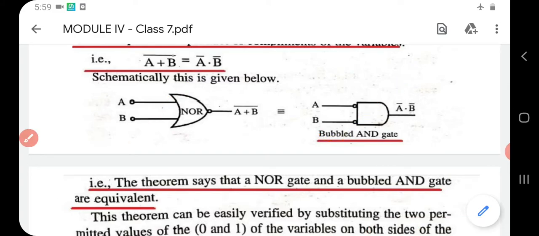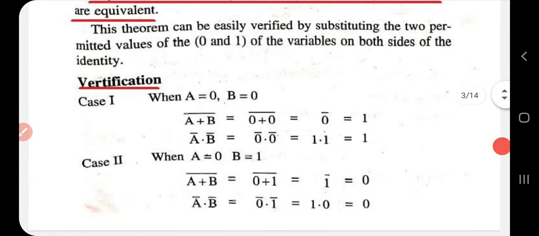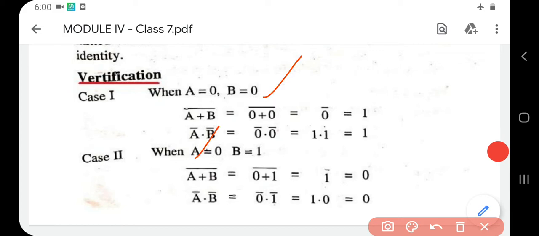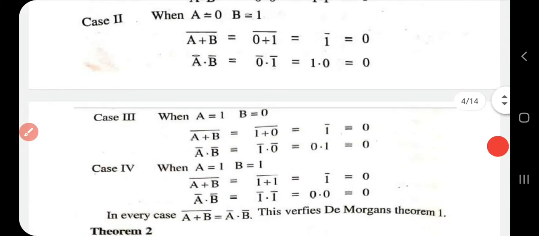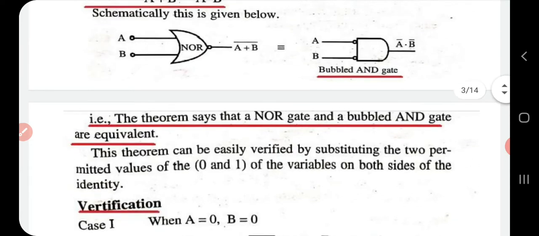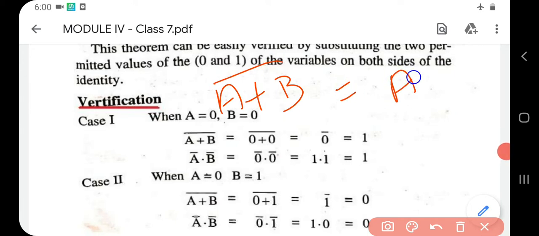Now we are verifying this theorem by putting some values for a and b. First we put a and b as 0, then a as 0, b as 1, then a as 1, b as 0, and finally both a and b equal to 1. Now we verify whether LHS is equal to RHS, that is, (a plus b) the whole bar, the LHS, equals a bar dot b bar.